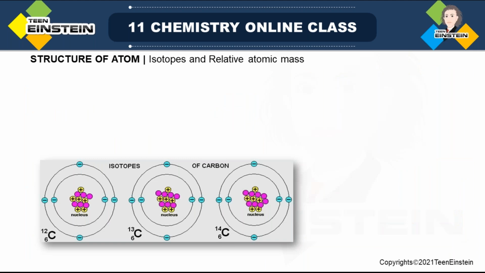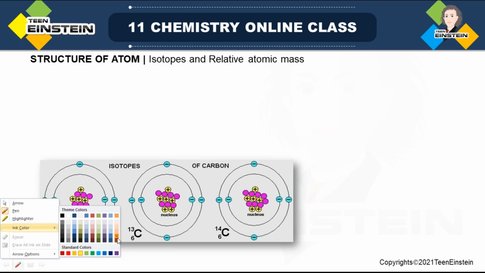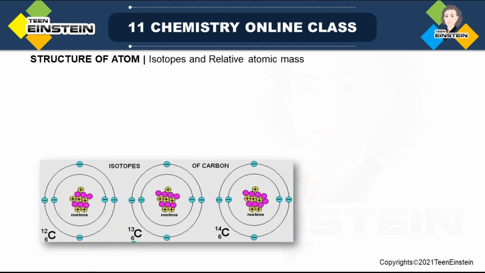Isotopes and relative atomic mass. Now, isotope: we have already seen the initial idea in the previous chapter, which we finished in the last class. But now we will see some details of it. Carbon, 6C. We have already seen how we represented it in the previous slide. But now we will also see the isotopes of carbon. Here we have taken 13C6, 14C6.